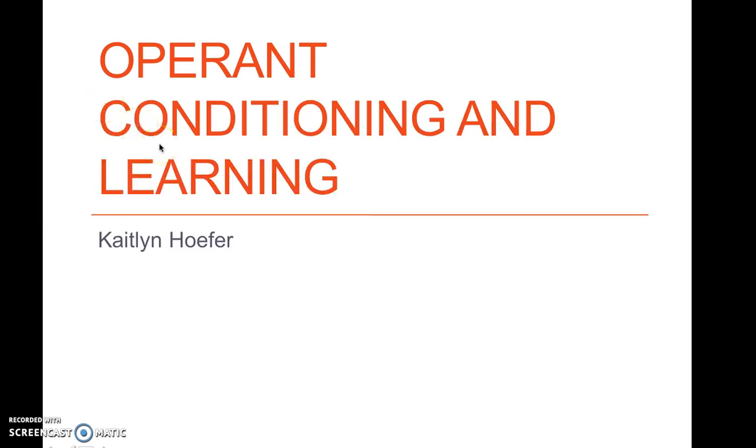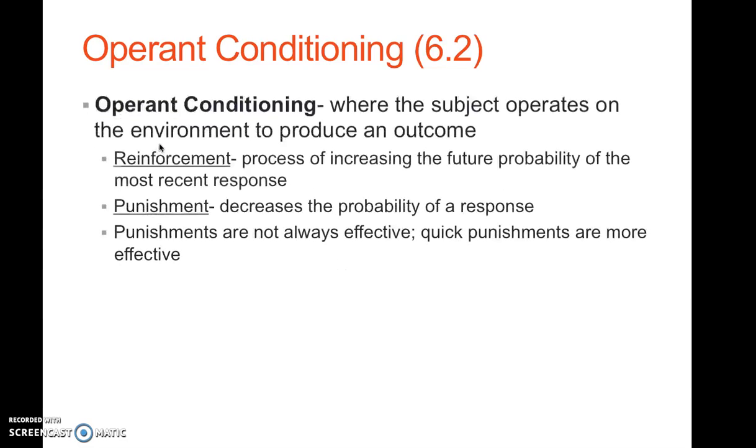Hi everyone, so today we're going to be talking about operant conditioning and learning. So what exactly is operant conditioning? Well, it's where the subject operates on the environment to produce an outcome. There's a couple of things that influence this. You have reinforcements, which increase the probability of that behavior, and punishments, which decrease the probability of a behavior.